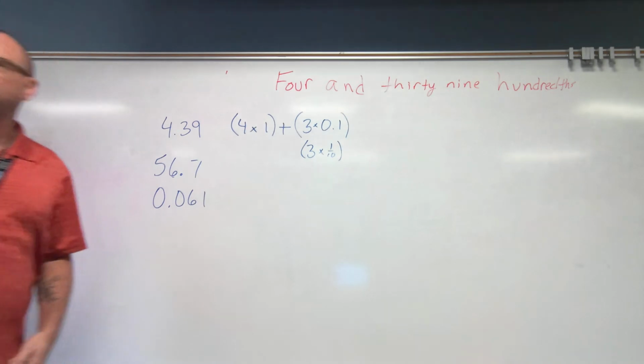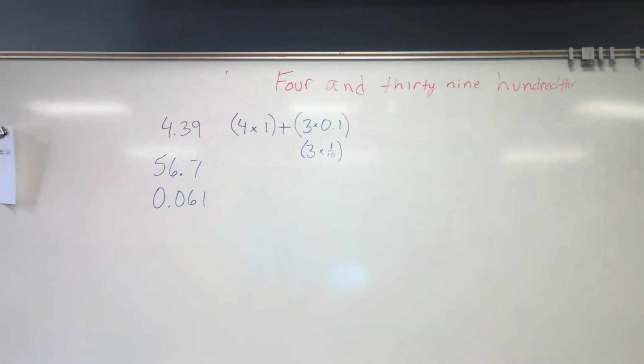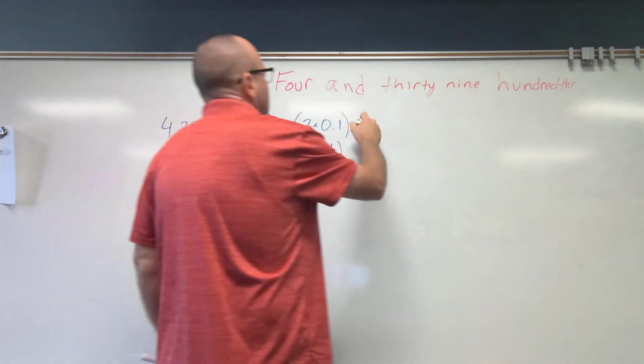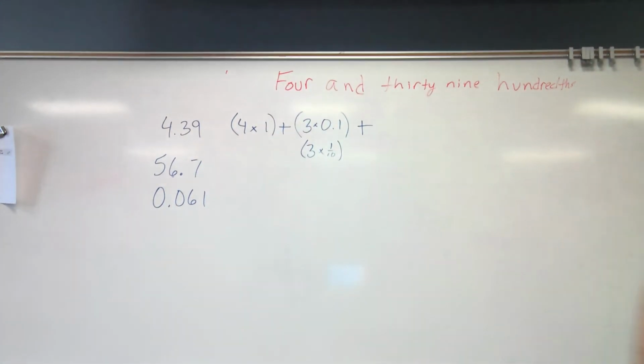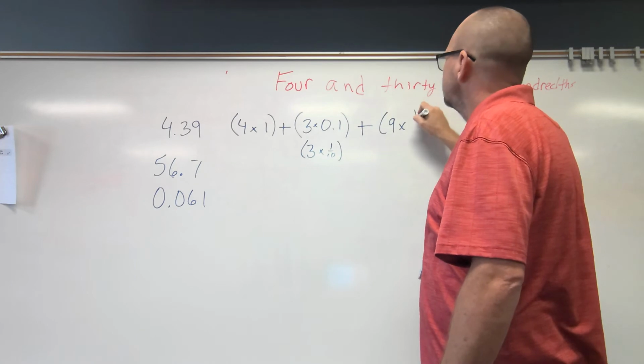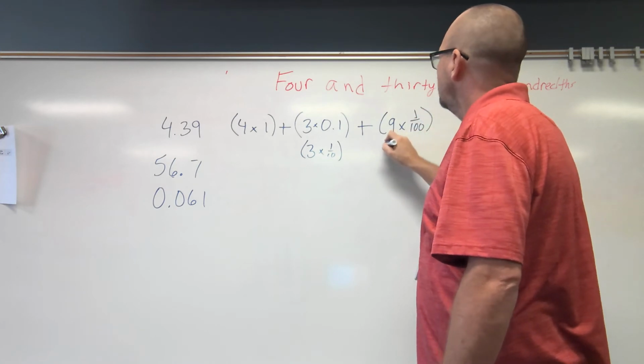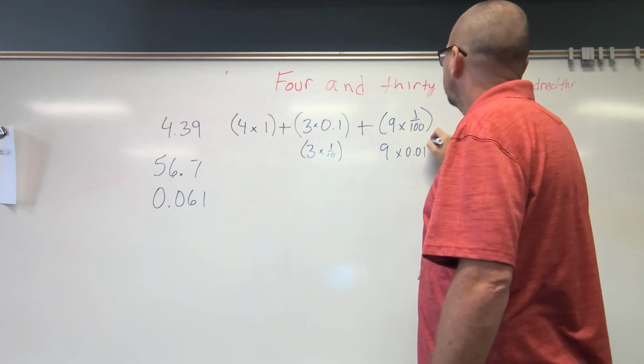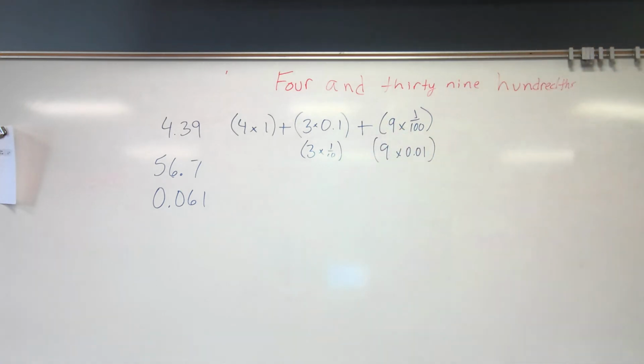Because these are the same value, same number. I'm just saying it. Plus 9 times 100. Or 9 times 1/100. Either of those ways is good. So look what we did on that one. We had it in standard form, then we did it in word form, and then we did it in expanded notation. Boom.